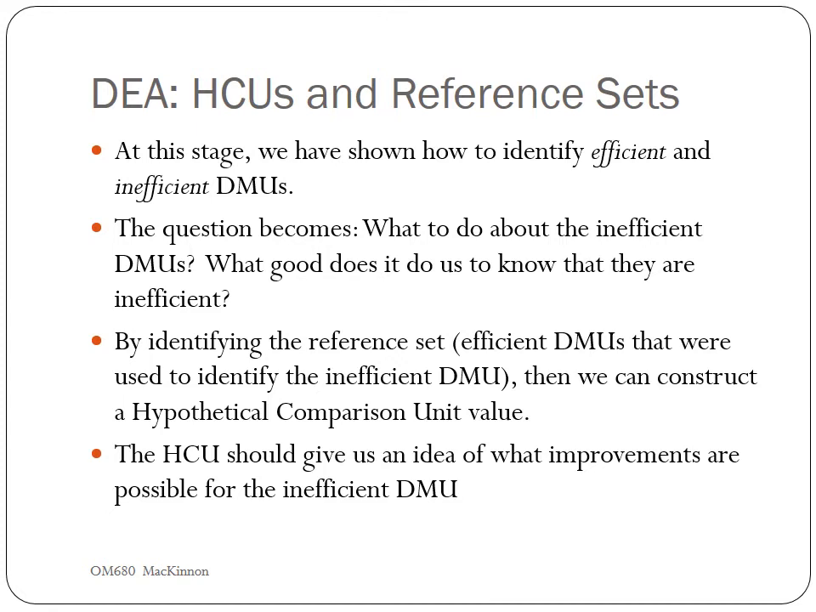But if we have 5 branches that are efficient and 2 that are inefficient, really our focus is on the 2 that are inefficient, because we need to know how they can improve. And so constructing the hypothetical comparison unit can give us an idea of what improvements might be possible.